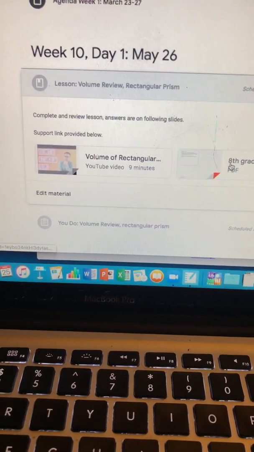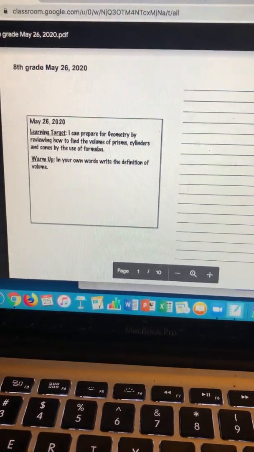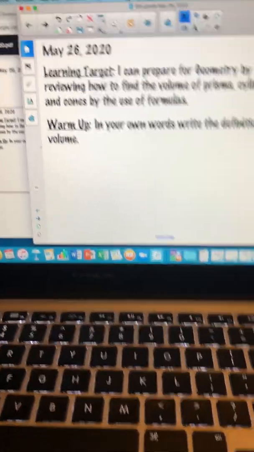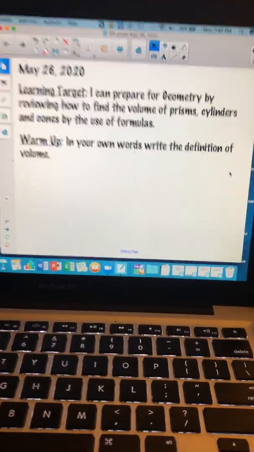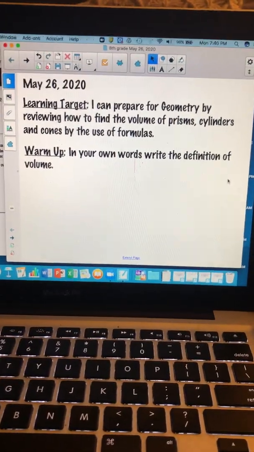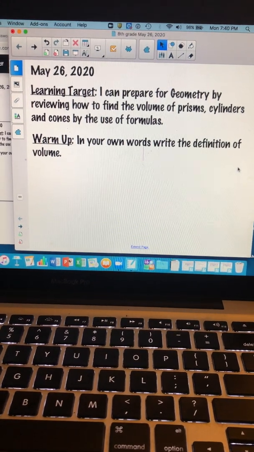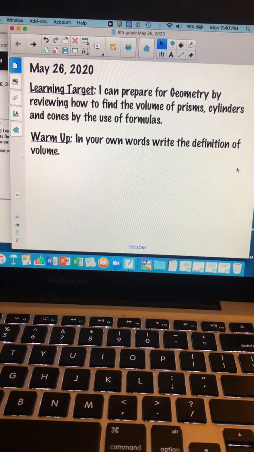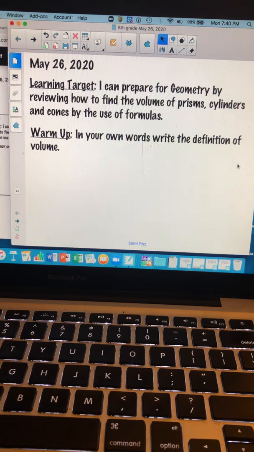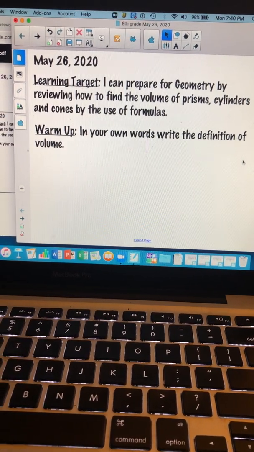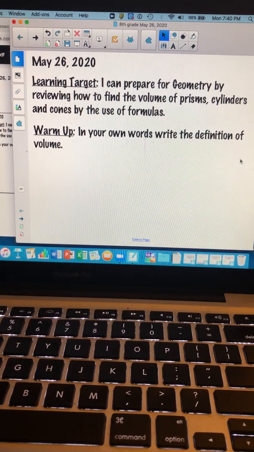Okay, so then you have your lesson here. You can click on it. You'll see it come up. I'm going to use the bigger version just for the video. I think it's easier for you to see. If you notice, our target says, I can prepare for geometry by reviewing how to find the volume of prisms, cylinders, and cones. There should also be spheres there, by the use of formulas.